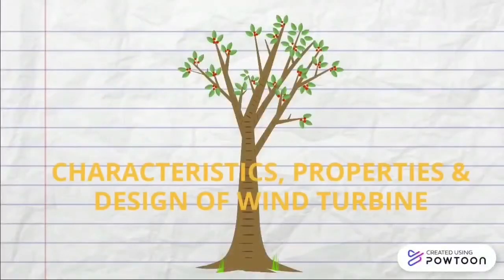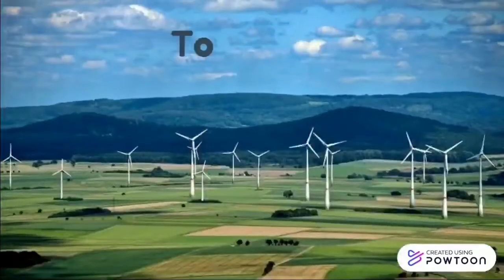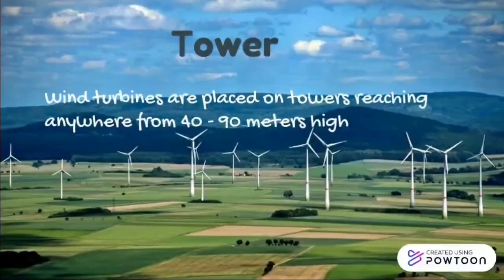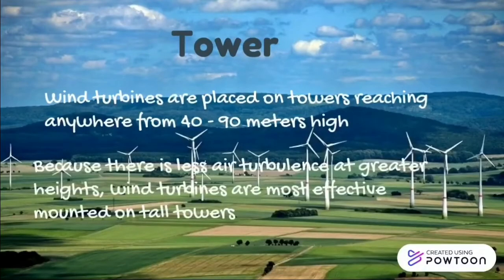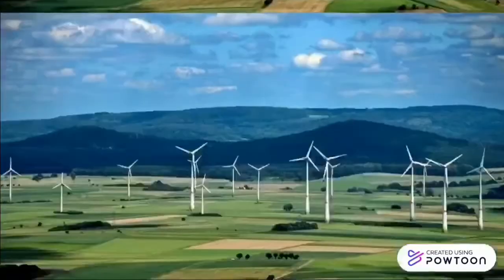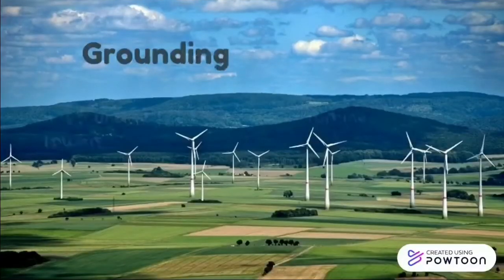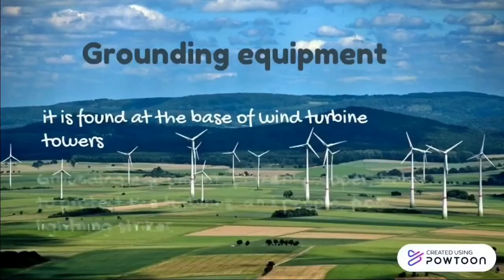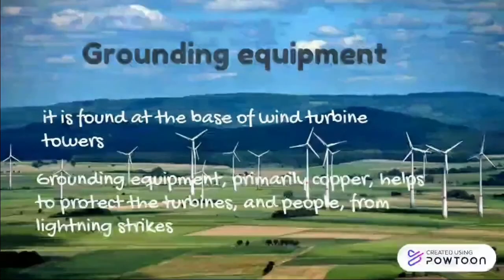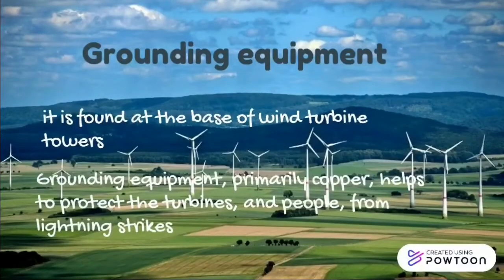Characteristics, properties and design of wind turbines. Tower. Wind turbines are placed on towers reaching anywhere from 40 to 90 meters high. Because there is less air turbulence at greater heights, wind turbines are most effective mounted on tall towers. Grounding equipment. It is found at the base of wind turbine towers. Grounding equipment, primarily copper, helps to protect the turbines and people from lightning strikes.